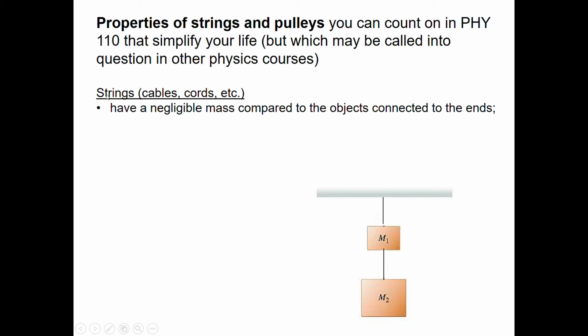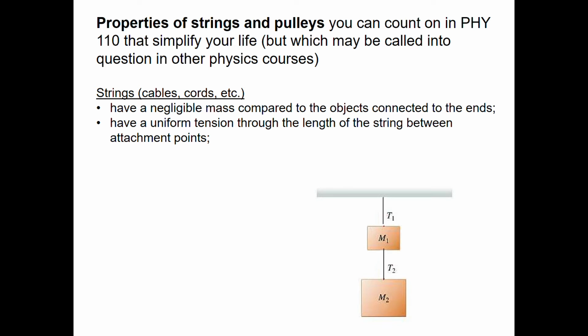So we're going to only look at strings, or sometimes we'll call them cables or cords. They all mean the same thing. We're only going to treat strings, cords, or cables that have a negligible mass compared to the objects that it connects at the ends. A 10-inch piece of string has a certain mass, but it's usually small compared to if you connect it to a block of wood or iron or something like that. So we're always going to pretend that the string is completely massless.